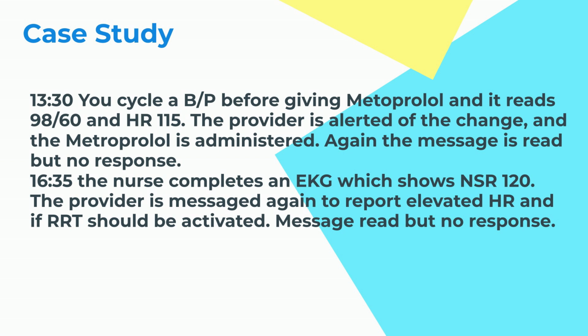At 13:30, you cycle a blood pressure before giving metoprolol, and it reads 98/60 and a heart rate of 115. The provider is alerted of the change in blood pressure, and the metoprolol is administered. Again, the message is read, but no response. At 16:35, the nurse completes an EKG, which shows normal sinus rhythm 120. The provider is messaged again to report elevated heart rate and whether the RRT should be activated. The message was read, but no response again.